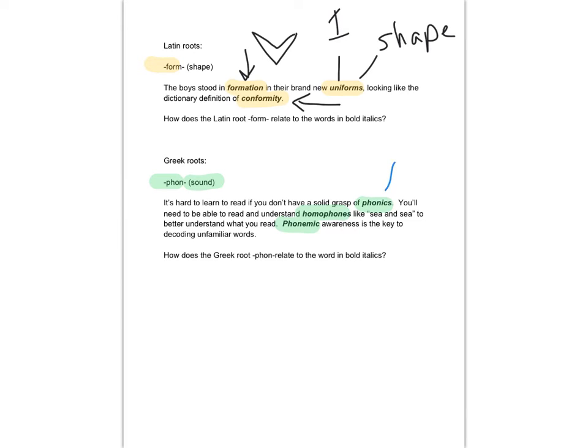Okay, so let's look at the word phonics. Since the word phonics contains the Greek root sound, phonics is very literally the sound letters make. So we talk about the long A sound or the short A sound, like in cat, or the long A sound like in ape, and this would be the short vowel sound cat. So phonics is simply the sound that a letter makes, and when we learn to read, we put those sounds together to make words. The next word, homophone, has 2 Greek roots, homo meaning same, and phone again meaning sound.